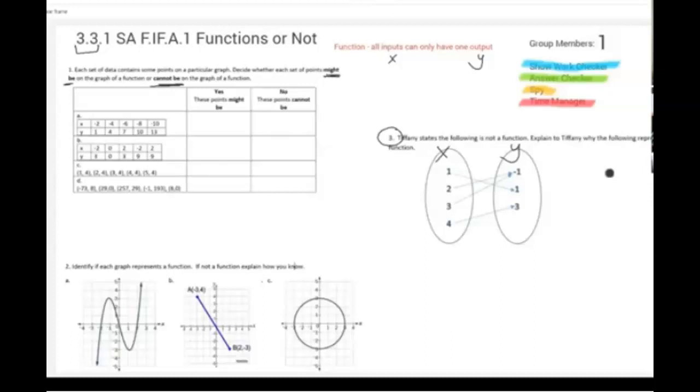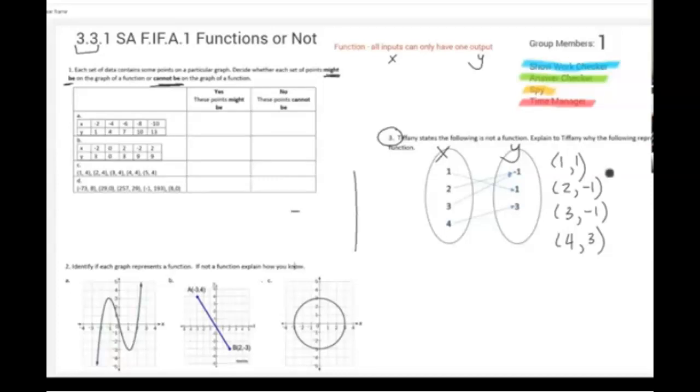Y's can double up. Okay, so let's write this in terms of coordinate pairs, because then it's easy to put it on a graph just to have a visual. So one coordinate pair, when our input is 1, our output is 1. When our input is 2, our output is -1. When our input is 3, our output is -1. When our input is 4, our output is 3.